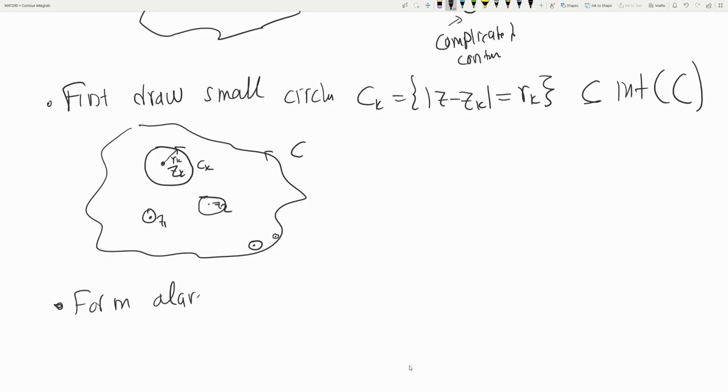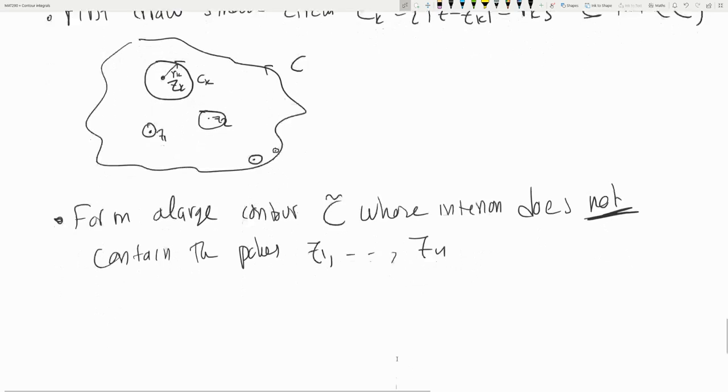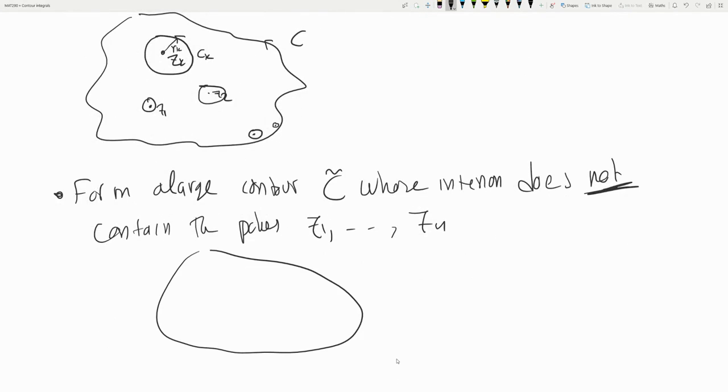All right, second step. Form a large contour, C tilde, whose interior does not contain the poles. Okay, so let me keep it simple and do it for just two of them. So this is C, and this is C1, and we move like this. We go up, we cover it, and then we come down like this. And come here, connect, make the circle, and then come back.